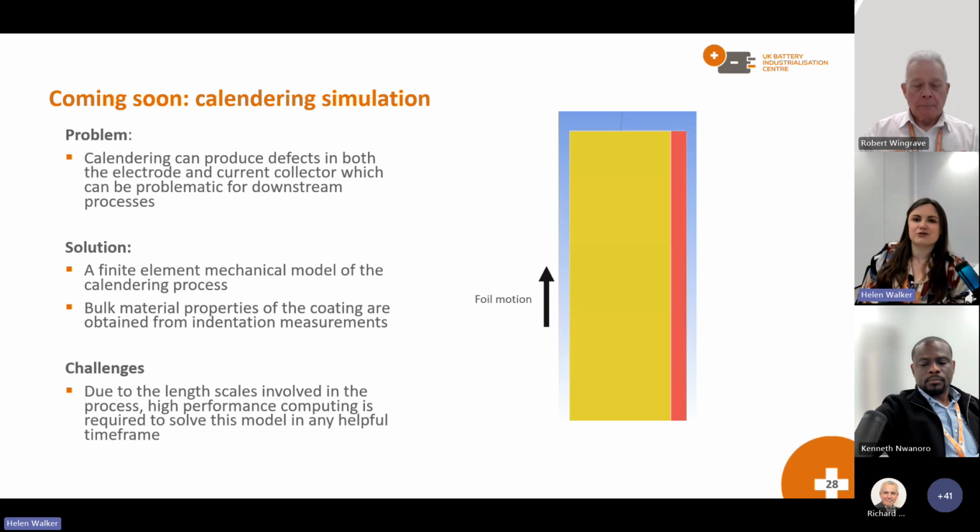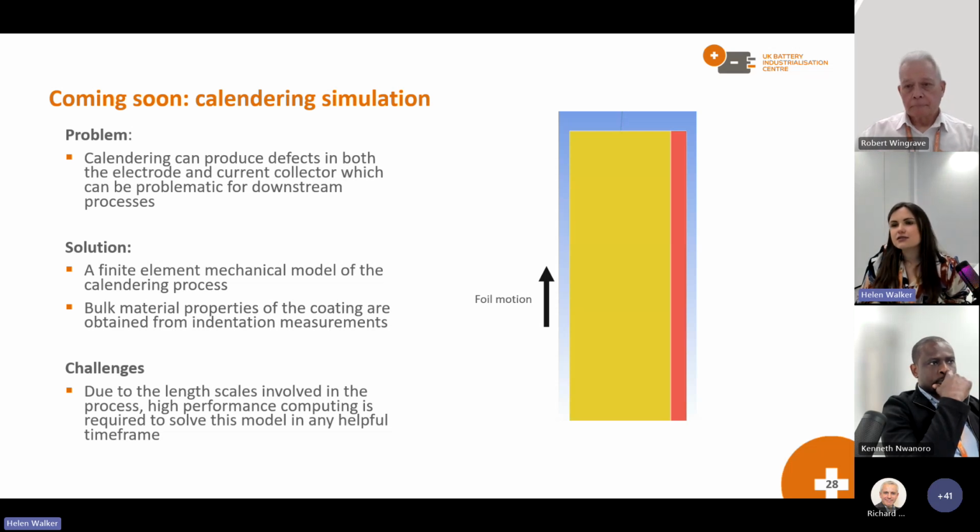Now, I mentioned that some of the models that we work with here are quite high fidelity and quite complex. The particular challenge with this calendaring simulation is the scale of it. It's a finite element model. It's got, I think, about 700,000 elements, but we need high performance computing to solve this model. So we've recently invested in the ability to do cloud high performance computing at UKBIC.